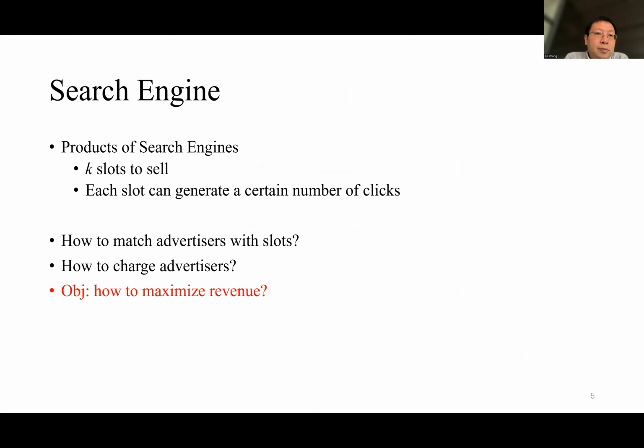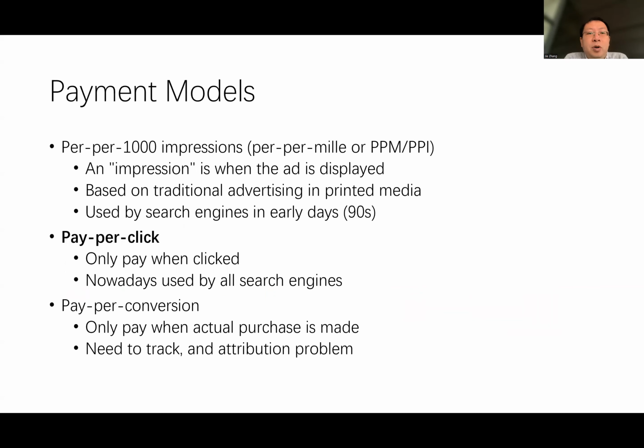In other words, the products of the search engines consist of key slots of the search result, and each slot can generate a certain number of clicks. So what the search engines need to figure out is how to match advertisers with the slots, how to charge advertisers, and eventually how to maximize revenue. There have traditionally been three payment models, but there's one dominant model, which is pay-per-click.